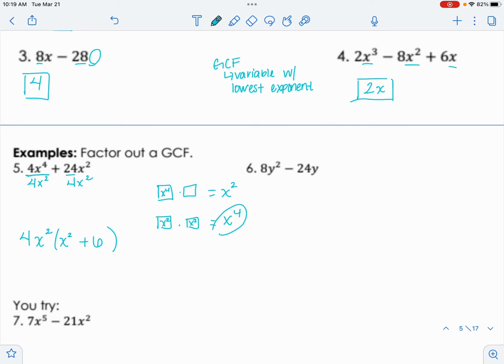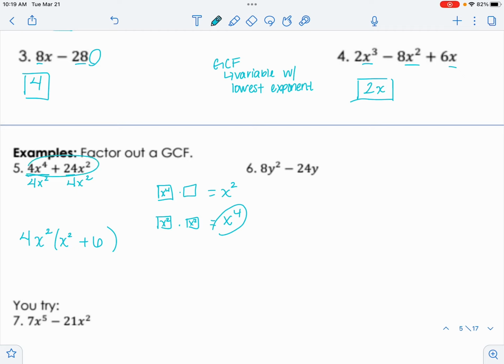Now I could always check my work. If I multiply this out, which is what we've been doing for the past couple of class periods, and distribute 4x squared to both these terms, I actually end up with my original problem. So that's how I know that I factored it correctly. But we leave our answer in factored form.